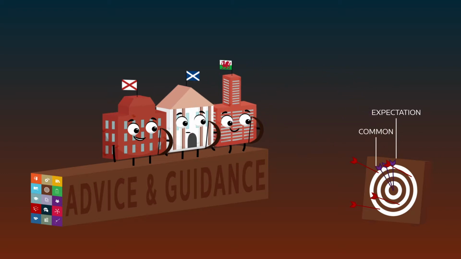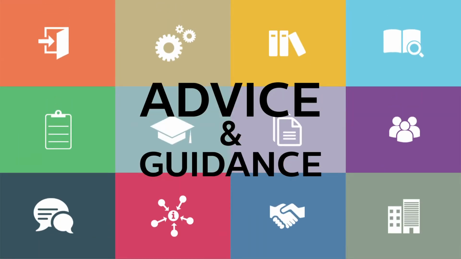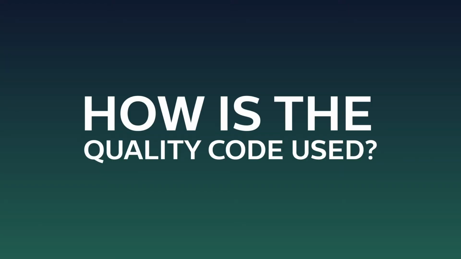The common practices are regulatory requirements for providers in Northern Ireland, Scotland, Wales, and optional in England. The advice and guidance is split into 12 themes, which help providers meet the mandatory parts of the code. They were developed by the sector for the sector. How is the Quality Code used?